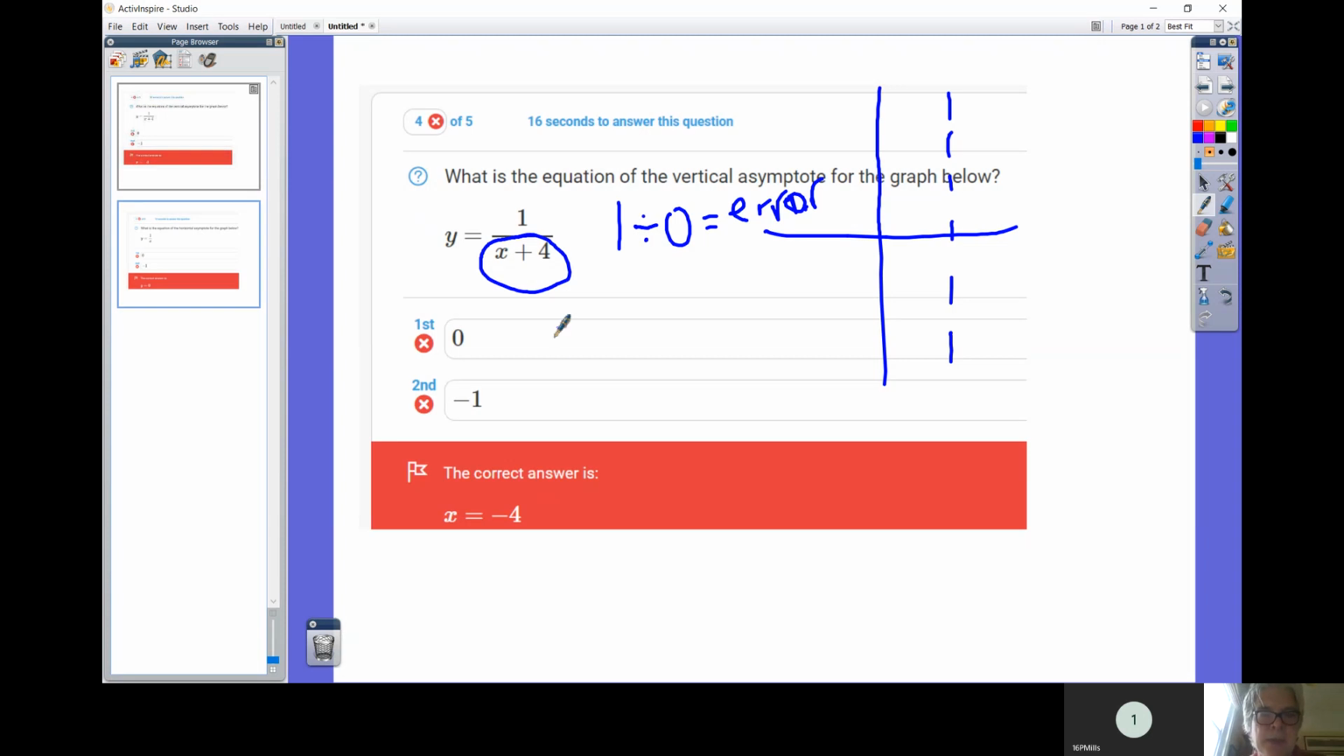So clearly, how do we make x plus 4 equal naught? That is when x equals minus 4. Okay, so the value x equals minus 4 is the answer. Okay, Poppy, does that make sense?